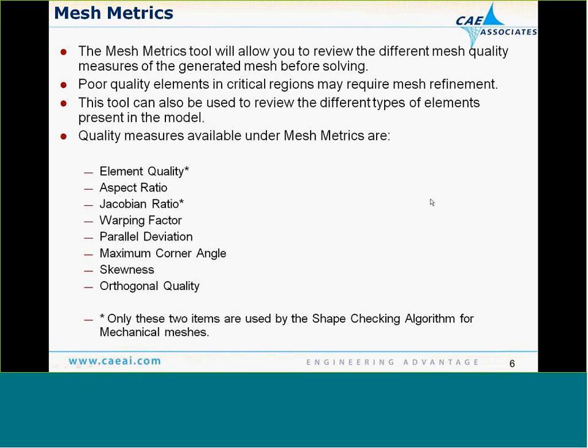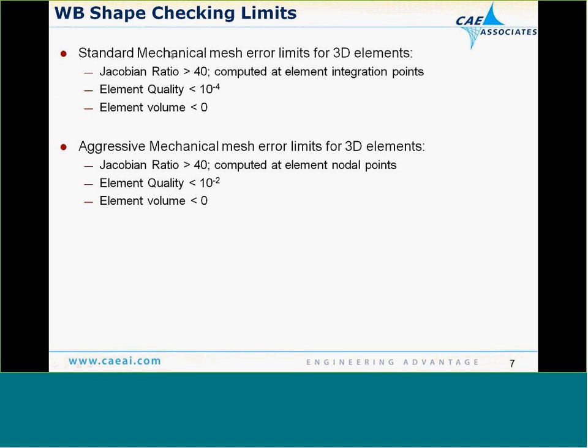So the only shape checking done by the mesher, if you use standard mechanical, is that it checks the Jacobian ratio at the integration points to make sure that it is less than 40. It checks the element quality and makes sure that it's greater than 10 e to the minus 4. And of course, it makes sure that all the elements have greater than 0 volume. If you set your mesh checking level to aggressive mechanical, we look again at the Jacobian ratio, but computed at the nodal points. Less than 40; greater than 40 would be an error. Element quality must be greater than 10 e to the minus 2, and element volume has to be greater than 0.